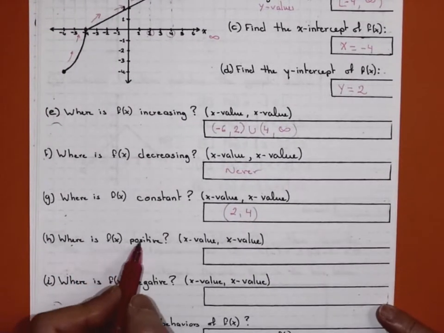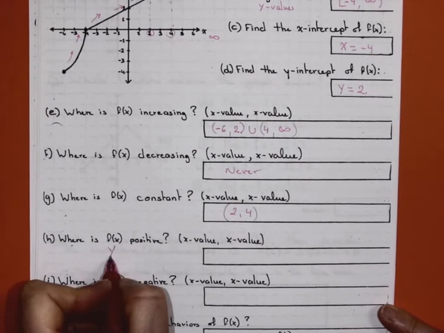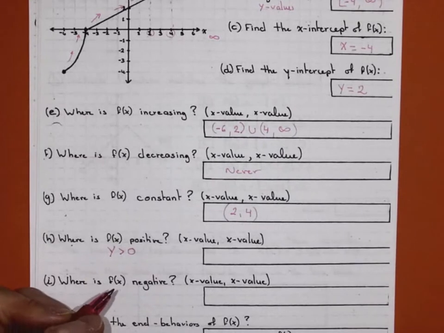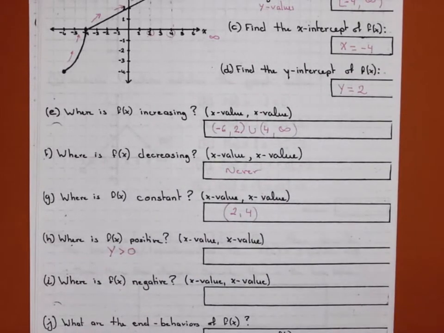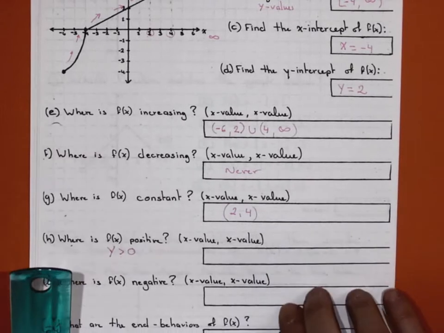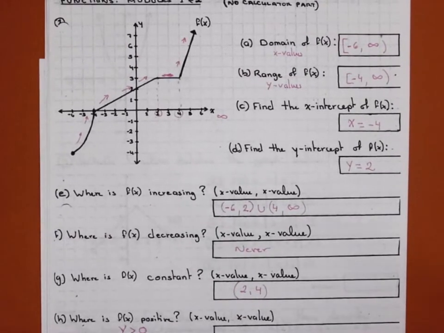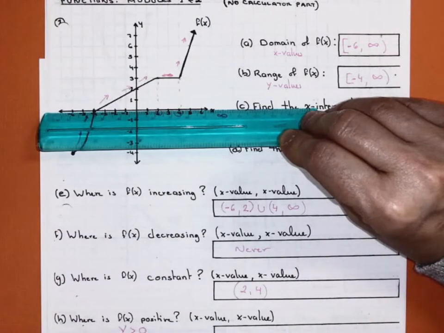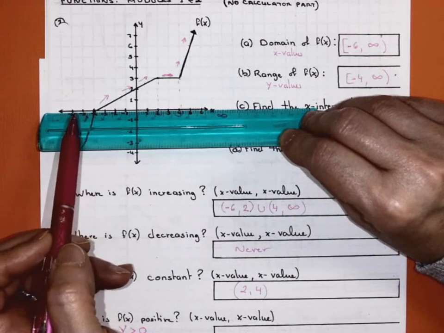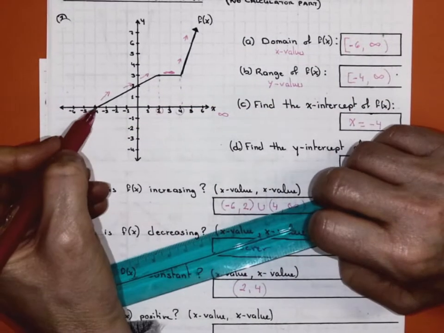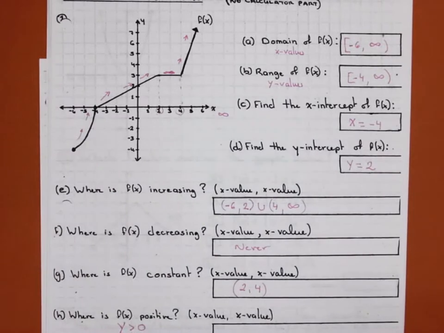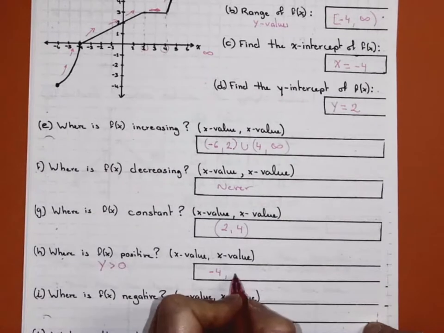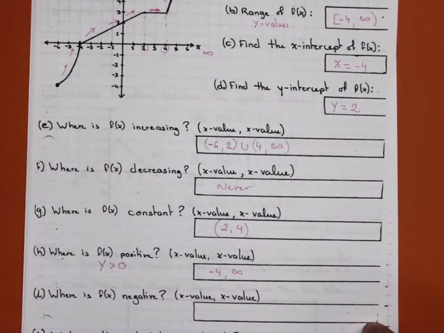Where is f of x positive? So remember that f of x stands for y, so we want to know where is y greater than 0, meaning where is the graph above the x-axis. So the graph is going to be above the x-axis from my x-intercept here on, right? Everything else here is going to be above the x-axis, so the only place I'm not will be that little chunk there. So starting at x equals -4, so from -4, and then we said to infinity because it's going to keep going up and up.